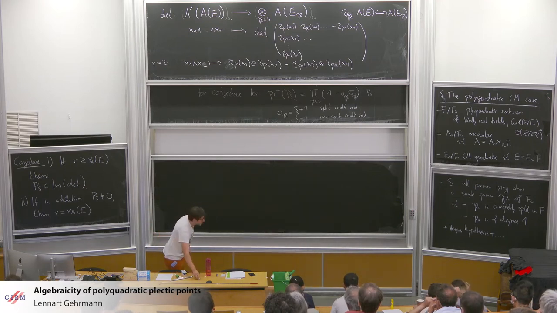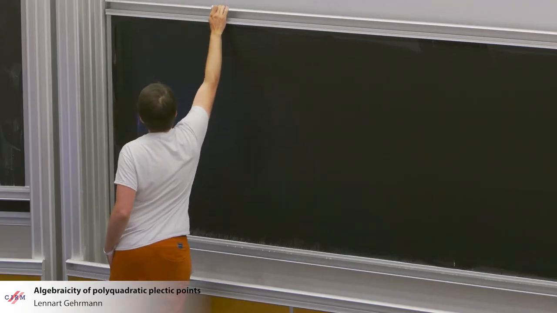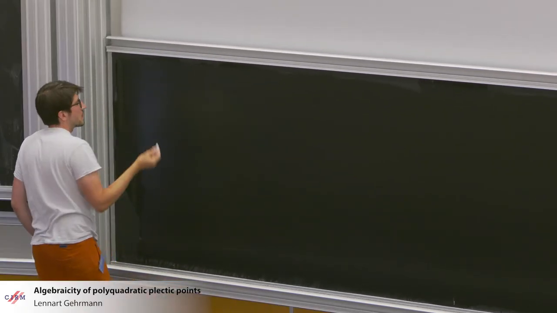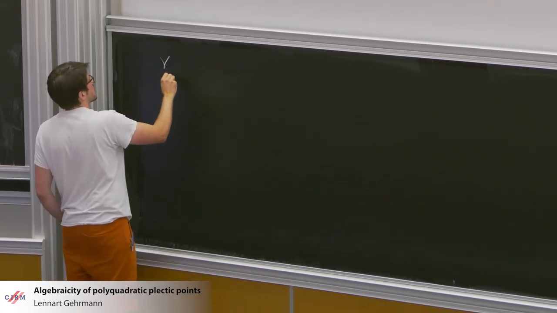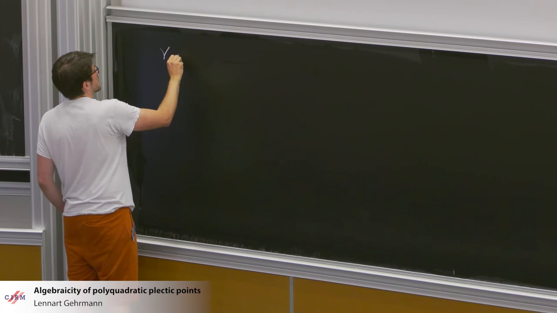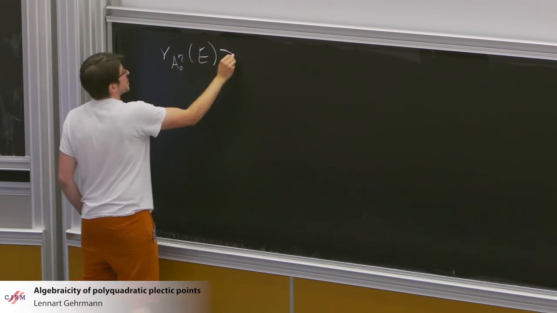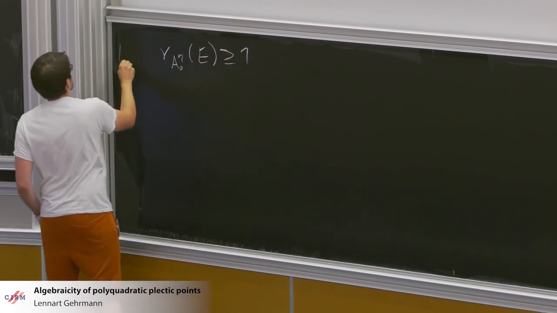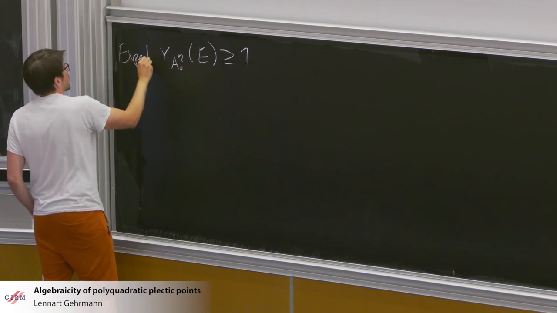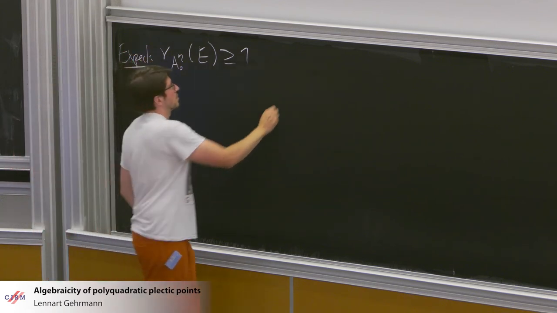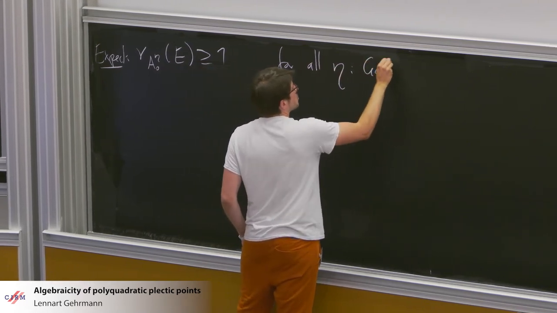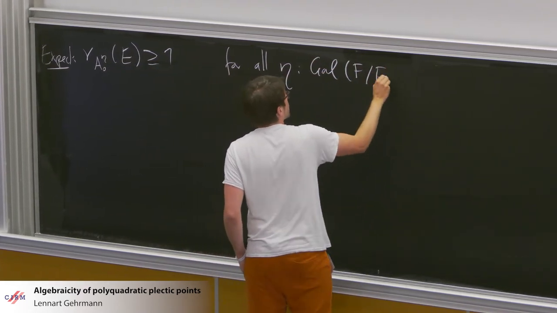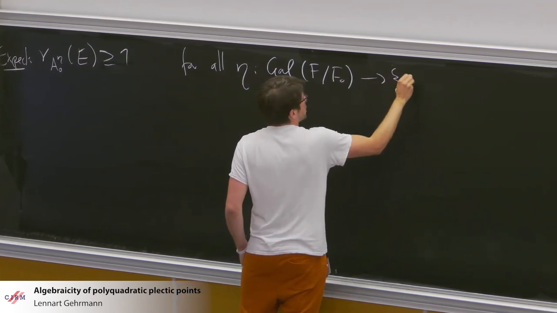So in this case, by this Heegner hypothesis, you expect the rank of A_0 over E_eta to be greater than or equal to 1. So expect this for all eta from the Galois group of F over F_0 to plus minus 1.